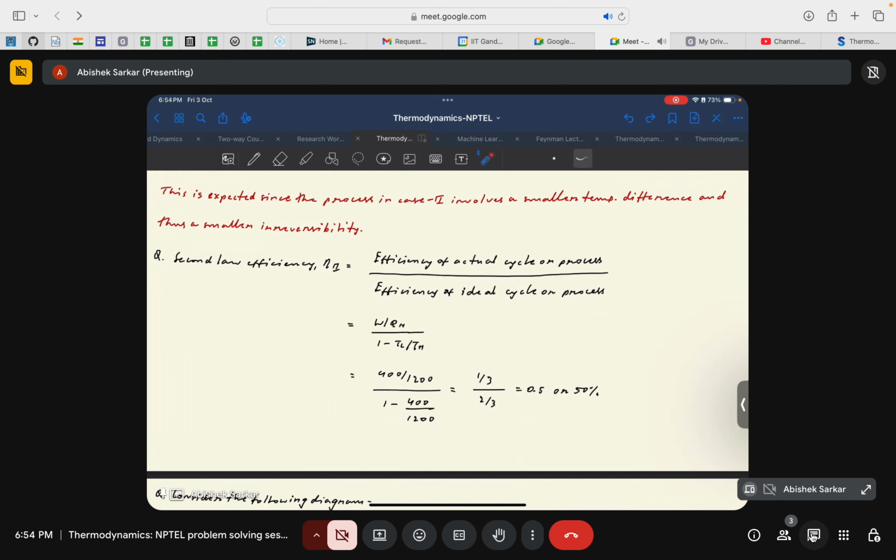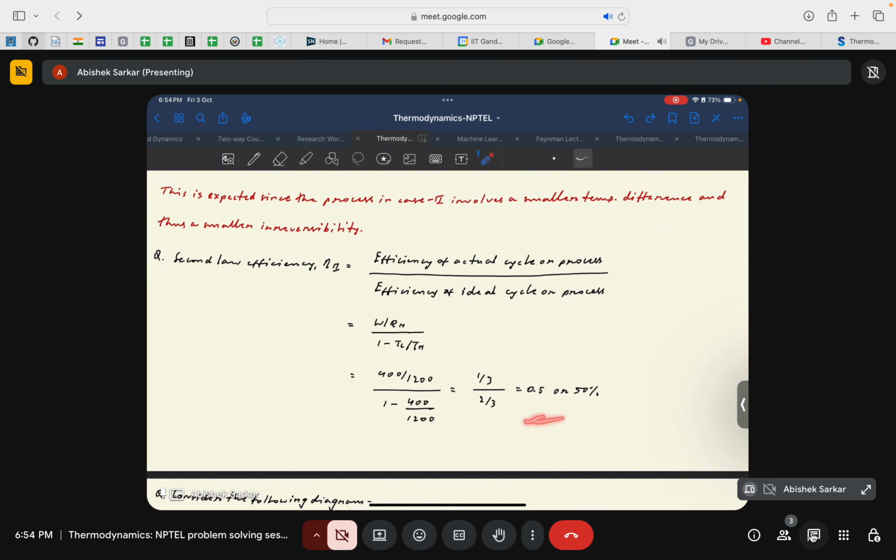So divided by 1 minus TL by TH, the lower temperature limit was 400 Kelvin and the higher temperature limit of the source was 1200 Kelvin. If we do this, then we get 400 by 1200 equal to 1 by 3, or 1 minus 400 by 1200 would be 2 by 3. So the second law efficiency in this case would be 0.5 or 50%.